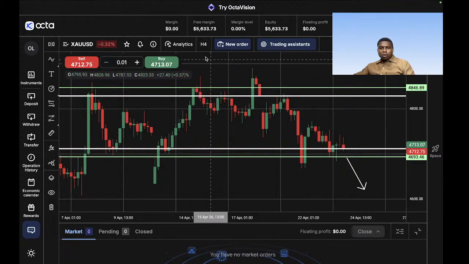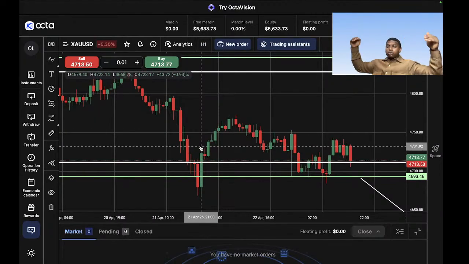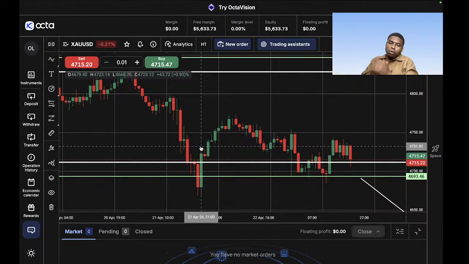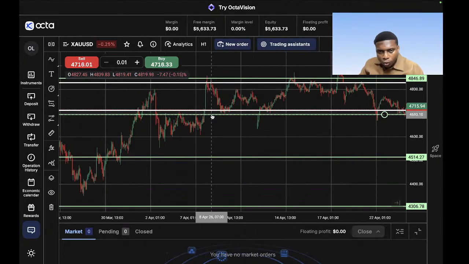Right? Now let's go to the 1 hour time frame. That will give us an even clearer picture as to whether we are shorting the market or going long. So yes, now look at this from the 1 hour time frame.